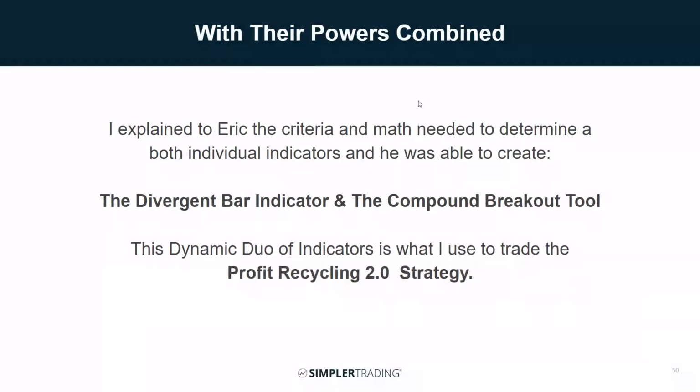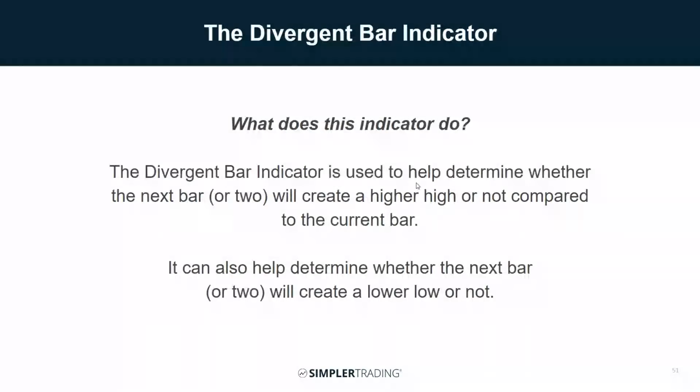So I explained to Eric the criteria and math needed to determine both individual indicators, and he was able to create the divergent bar indicator and the compound breakout tool, or as I like to call them, the dynamic duo of indicators, which is what I used primarily in the Profit Recycling 2.0 strategy. But to be quite frank, I use these indicators on any trade I take at this point. Most of the time, I love when there's a divergent bar indicator. I always take into consideration the compound breakout tool. And so I use these on any strategy I trade, not just with my toolbox at this point in my trading journey.